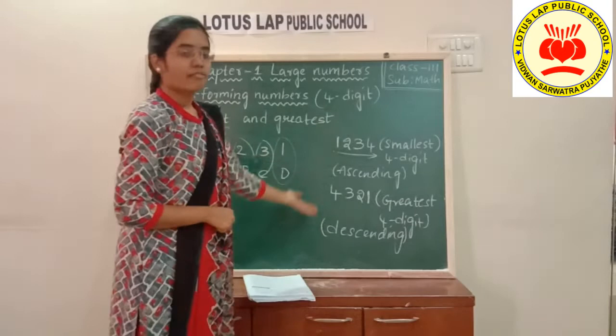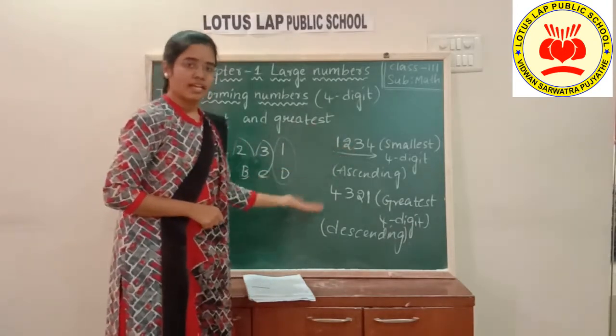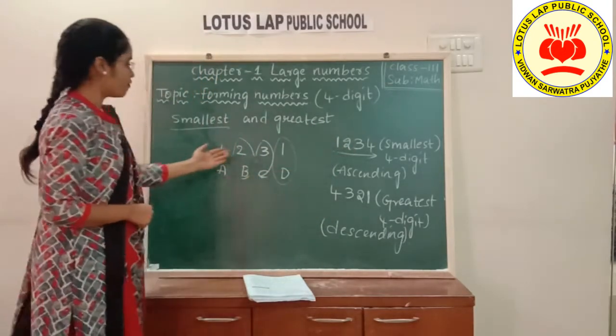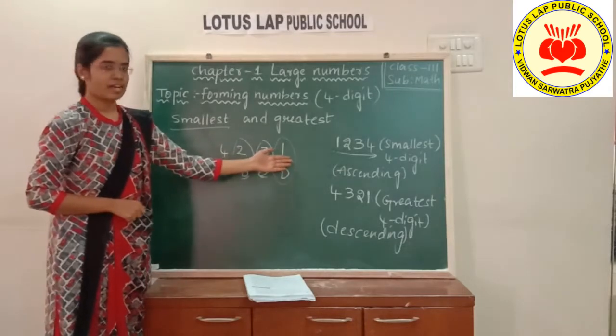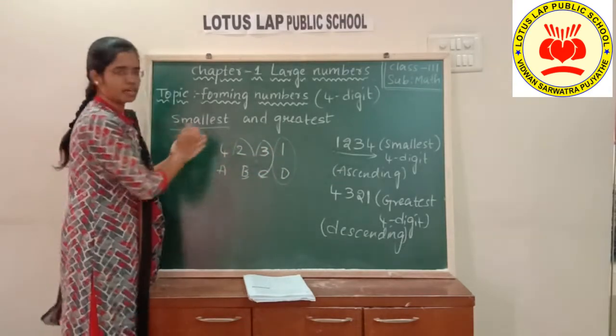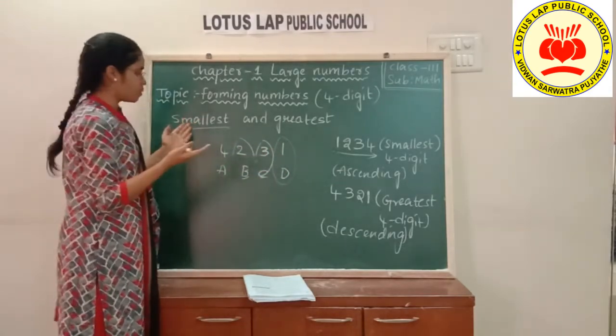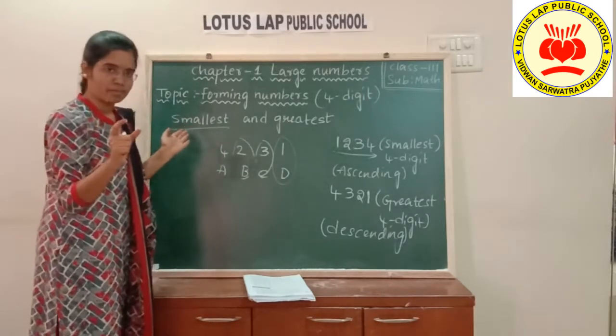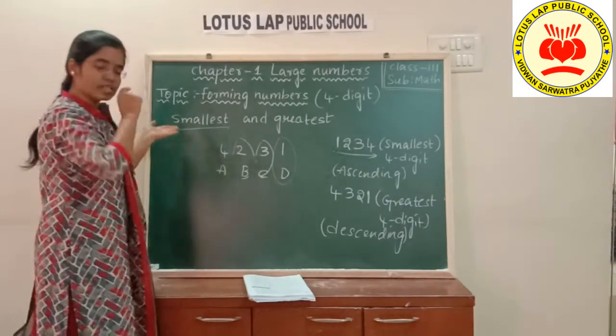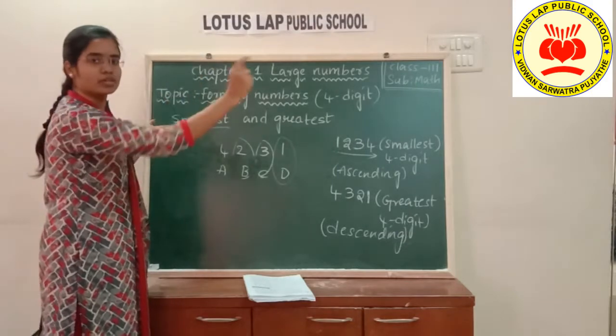Okay, this is how we write the smallest and greatest numbers using 4 digits. Okay, children? The first thing you need to do is search for the number. If you are writing the smallest, you need to find the smallest digit first. In the same way, you need to arrange the numbers according to the order.